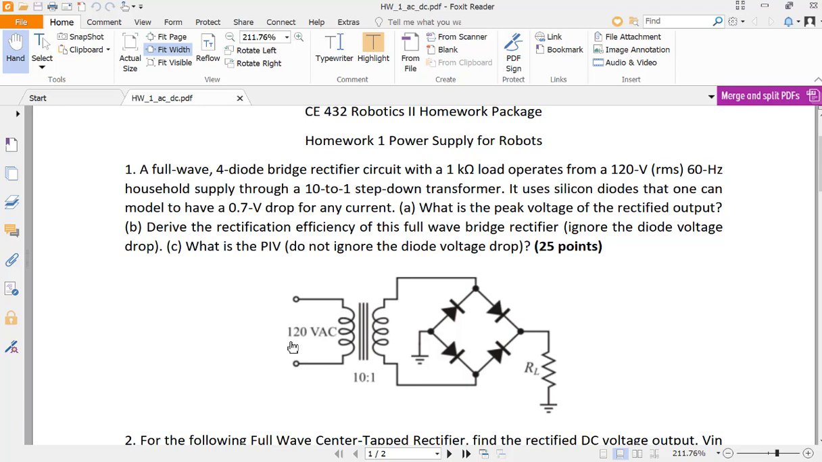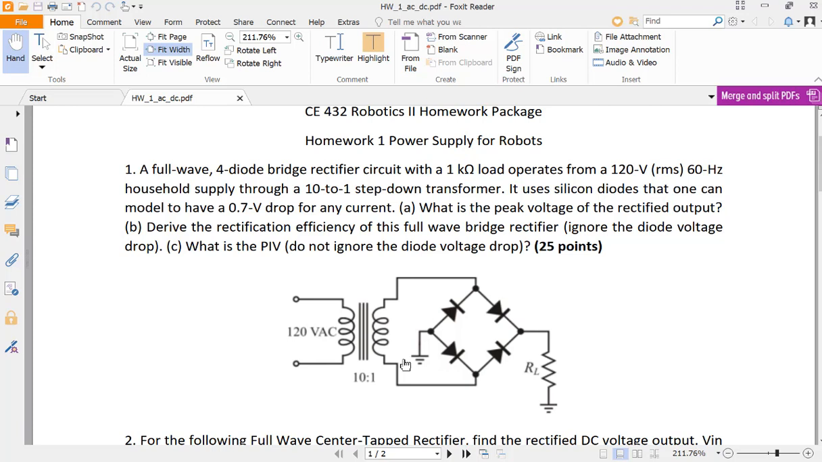Let's do this. 120 is RMS, okay? Let's start with this one. 120 divided by 10 is 12, times square root of 2, is a VM between these two terminals. Okay, that's the first method. Another one is you divide this RMS by 10 first and then times square root of 2. It's the same result. Okay, so you are getting a VM between these two terminals.